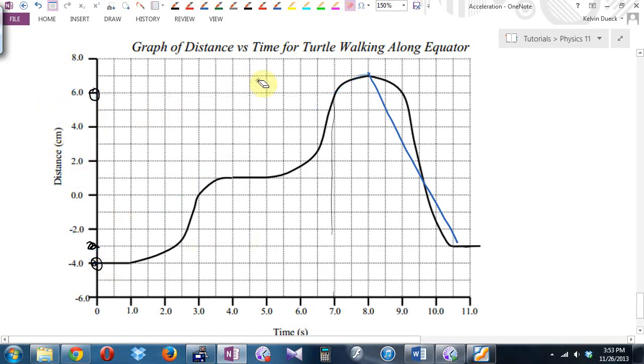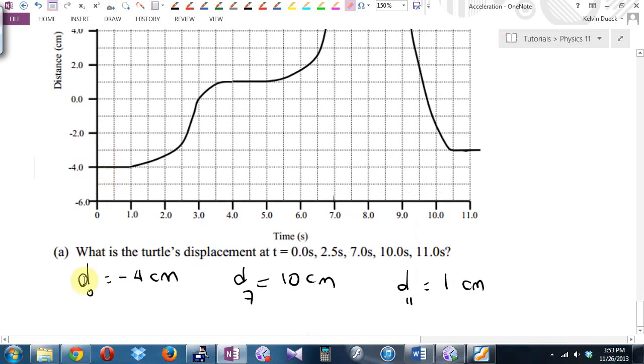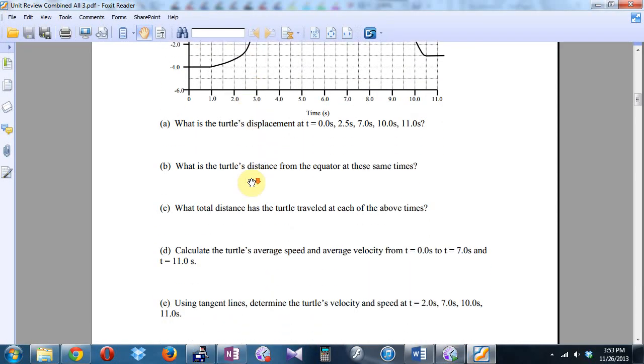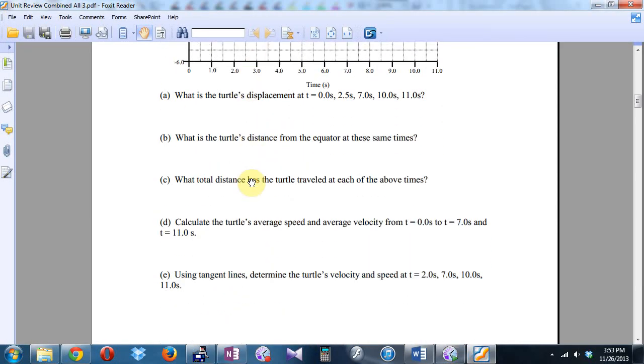Let's erase all this marking up. Is that okay? Then what does it ask? Part B. Oh, distance. We talked about that just now. So what's the total distance the turtle has traveled at each of the above times? That would be the distance as well, I think. Oh, you know what? B says distance from the equator. C would be total distance. So D is just how far from the equator. That would be its height on the graph.